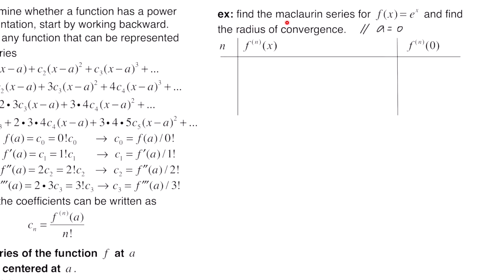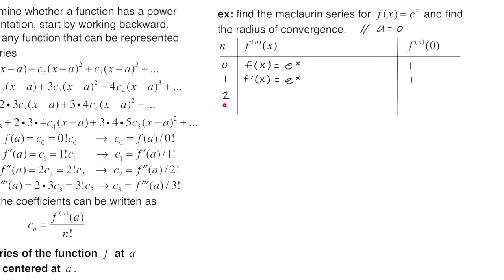This example says, find the Maclaurin series for f of x, which equals e to the x, and find the radius of convergence. So first, since this is a Maclaurin series, a equals 0. So for our chart here, we're going to start with n equals 0. So that means we just use the original function, f of x equals e to the x. And then we plug 0 into the function, so e to the 0 equals 1. Next, we'll do n equals 1. So here we take the first derivative, and the derivative of e to the x is just e to the x. And then again, if we plug in 0 for x, we get 1.